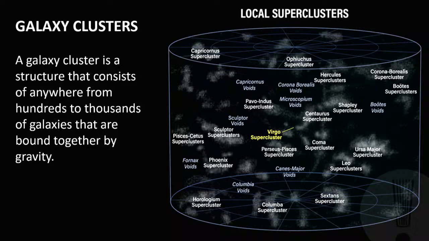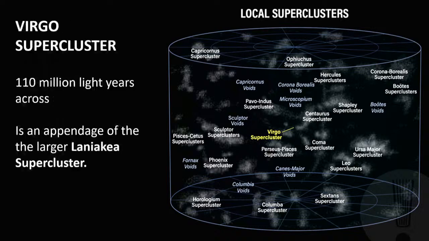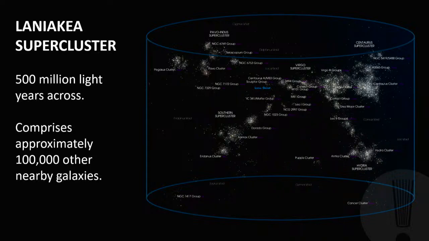So here's a map of all the local superclusters. These galaxy clusters are structures that consist of anywhere from hundreds to thousands of galaxies bound together by gravity. And you see our Virgo supercluster called out here in the middle in yellow, and they've named some of the other superclusters that they've identified. The Virgo supercluster is 110 million light years across, and it's also an appendage of the larger Laniakea supercluster, which is 500 million light years across and comprises approximately 100,000 other nearby galaxies.